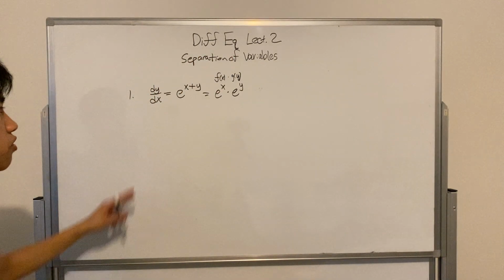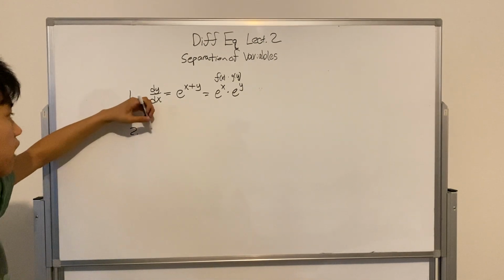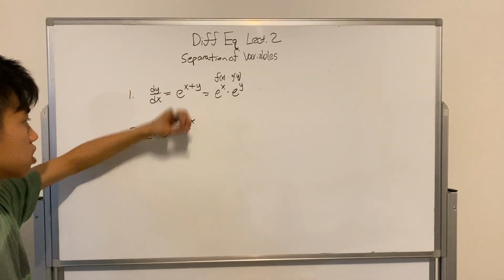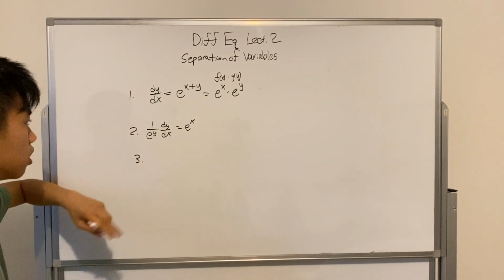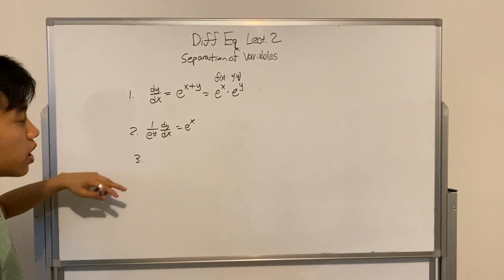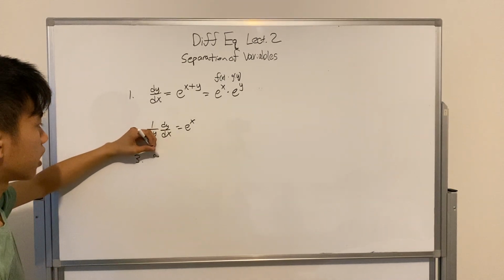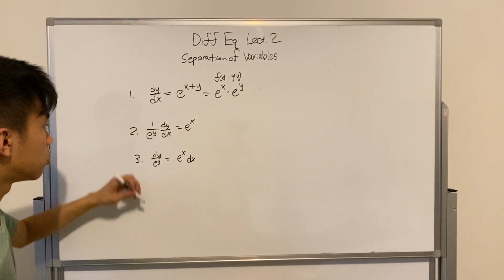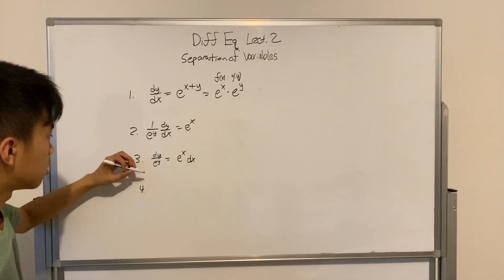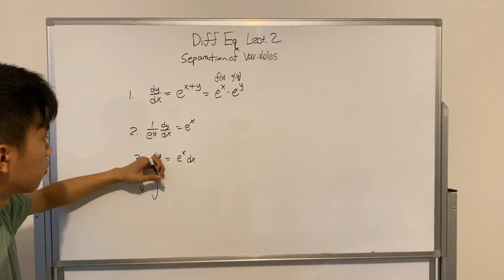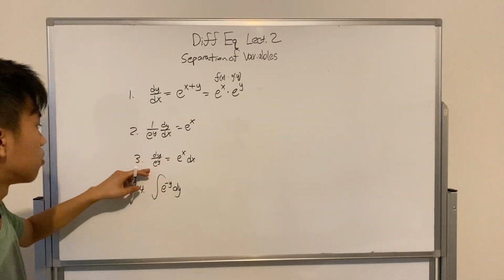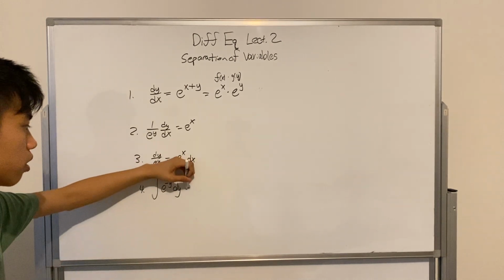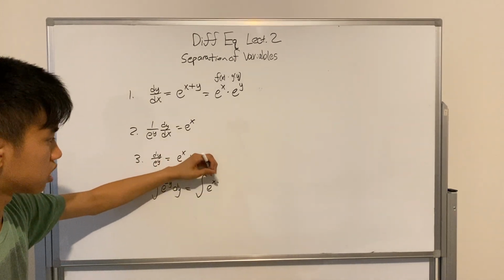Now we could divide both sides by e to the y. So now we have 1 over e to the y dy over dx equals e to the x. Now we can multiply both sides by dx. So we now have dy over e to the y equals e to the x dx. Now we can integrate both sides. So we can have the integral of e to the negative y dy. We're just using algebra here because anything in the denominator is just that to the negative first power. Integral of e to the x dx.